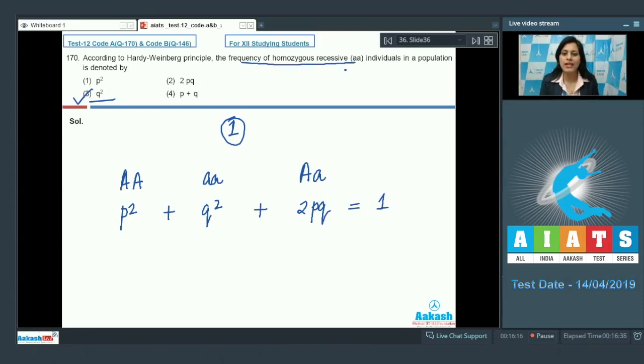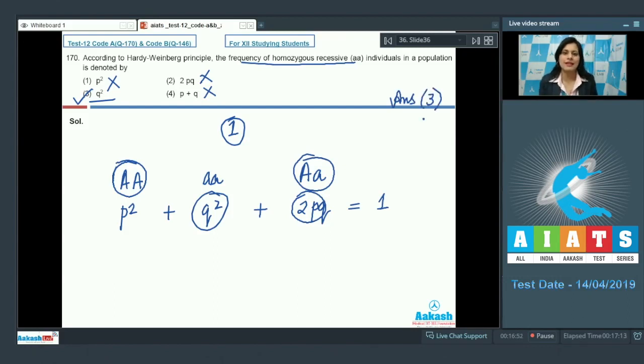So the frequency of homozygous recessive is represented as Q square, whereas P square cannot be a correct answer because P square is the frequency of genotype homozygous dominant. 2PQ cannot be a correct answer because 2PQ is the frequency of genotype heterozygous condition, and P plus Q is also an incorrect option. So the correct answer to this question is option number 3. Let's discuss our next question.